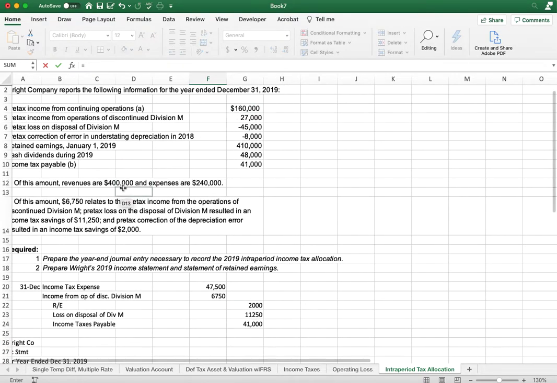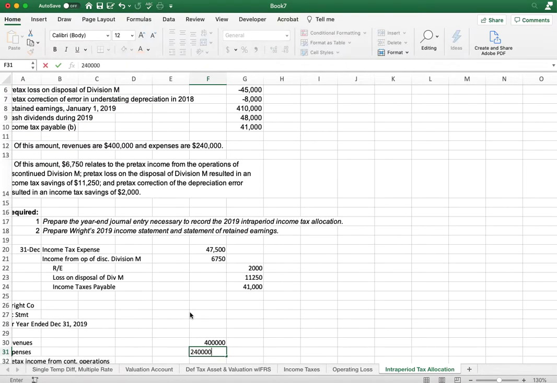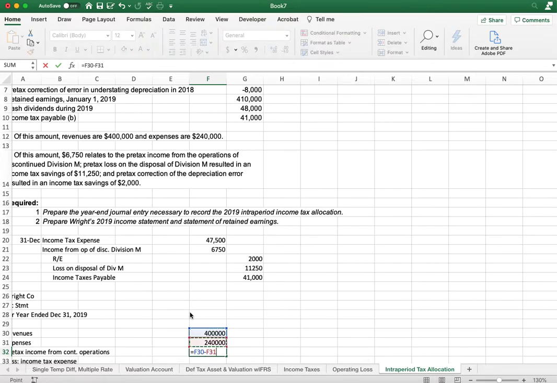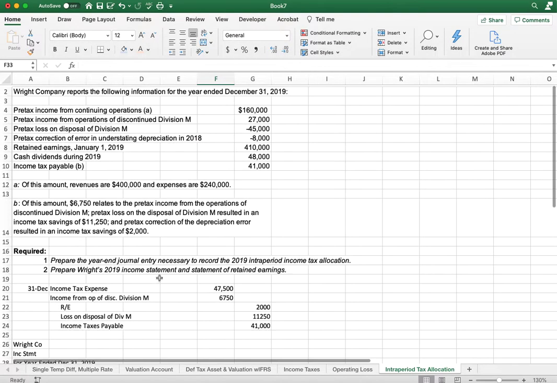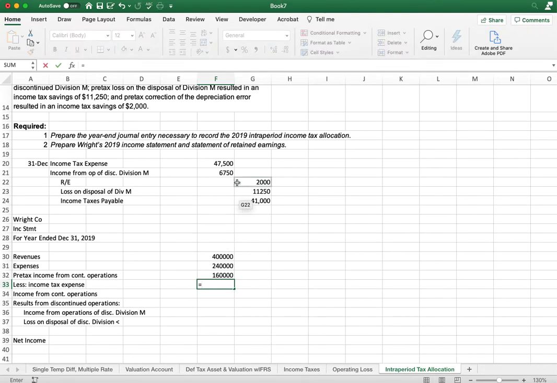Revenues, they told us, are $400, and expenses $240, to give us that pre-tax income of continued operations of $160. Our income tax expense is the $47,500. To give us income from continued operations of $112,000.